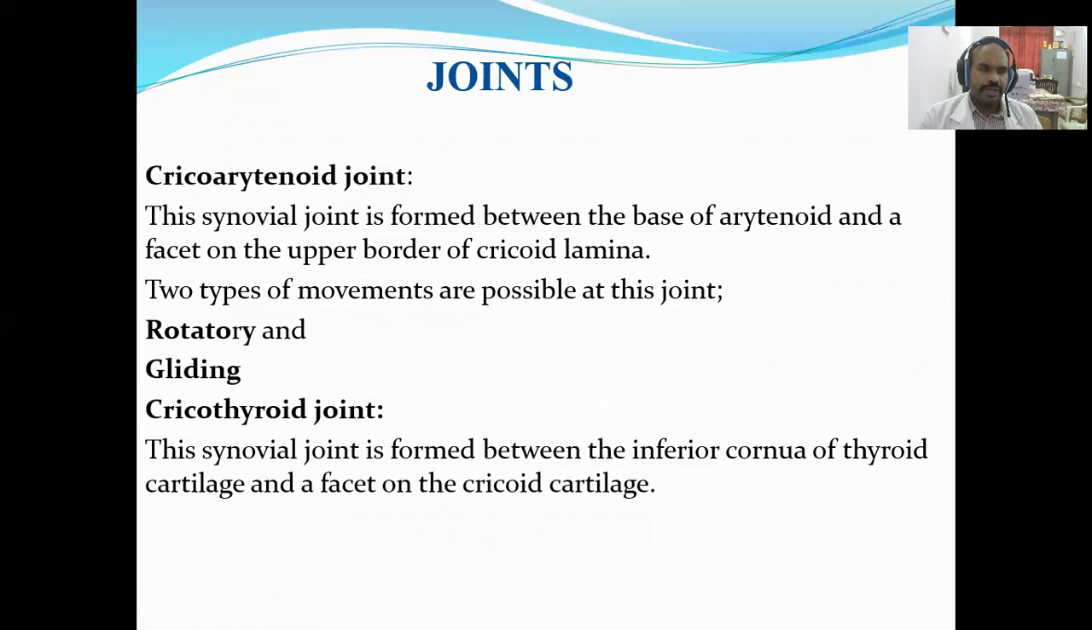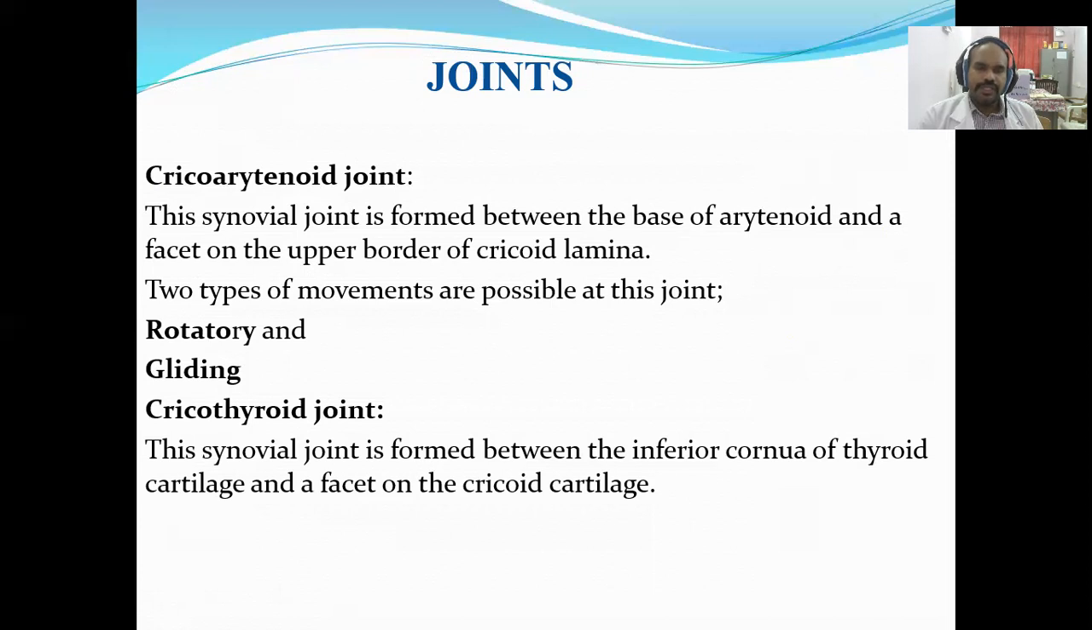This is a synovial joint, formed by the base of the arytenoid and the facet of the upper border of the cricoid lamina. So this is a synovial type of joint, where the articular surfaces are the base of the arytenoid and the facet of the upper border of the cricoid lamina. Two types of movements are possible: one is the rotatory movement, the other is the gliding movement.